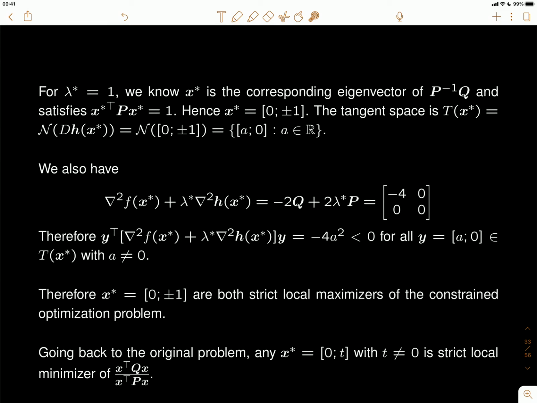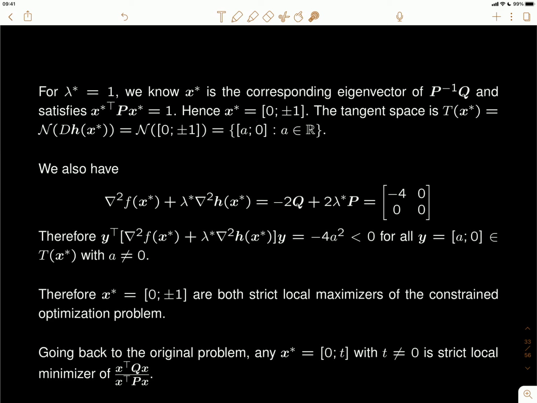I also have another choice, lambda star, which is equal to 1. And we're going to proceed with the similar thing. We're looking for the corresponding eigenvector. So lambda star is the eigenvalue. For the corresponding eigenvector, we want this x star to satisfy this, and then we can do the same procedure. In this case, we can solve for x star, and it will be 0 and positive or negative 1.